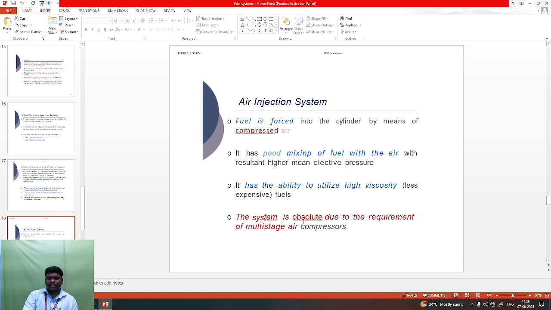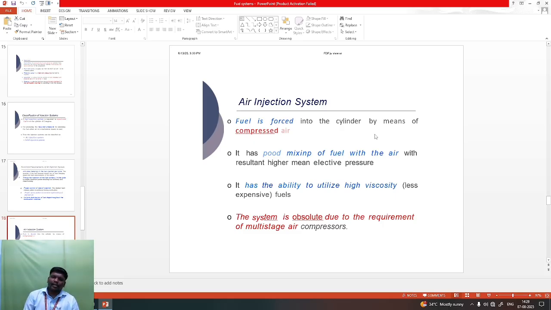Okay. Next one is fuel administered in the air injection system. Fuel is forced into the cylinder by means of compressed air, because in an air injection system the air is passed in. Whenever there is a poor mixture of air, it leads to high effective pressure.